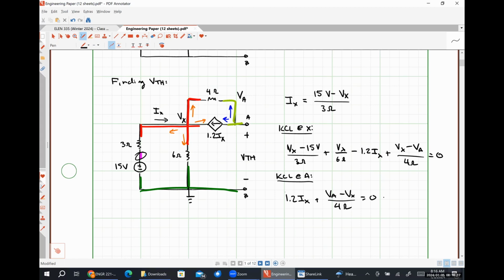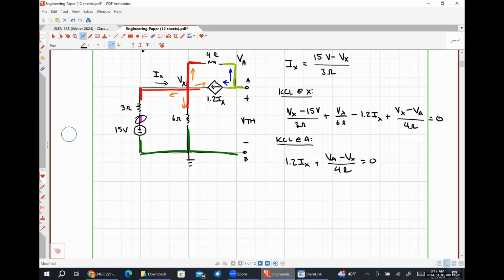In my second equation, my coefficient for Vx is going to be 1/3 plus 1/6 plus 1/4. My coefficient for Va is going to be negative 1/4. My coefficient for Ix is going to be negative 1.2. And my constant term is going to be 15 over 3, or 5. In my third equation, my coefficient for Vx is negative 1/4. My coefficient for Va is positive 1/4. My coefficient for Ix is 1.2, and my constant term is 0.